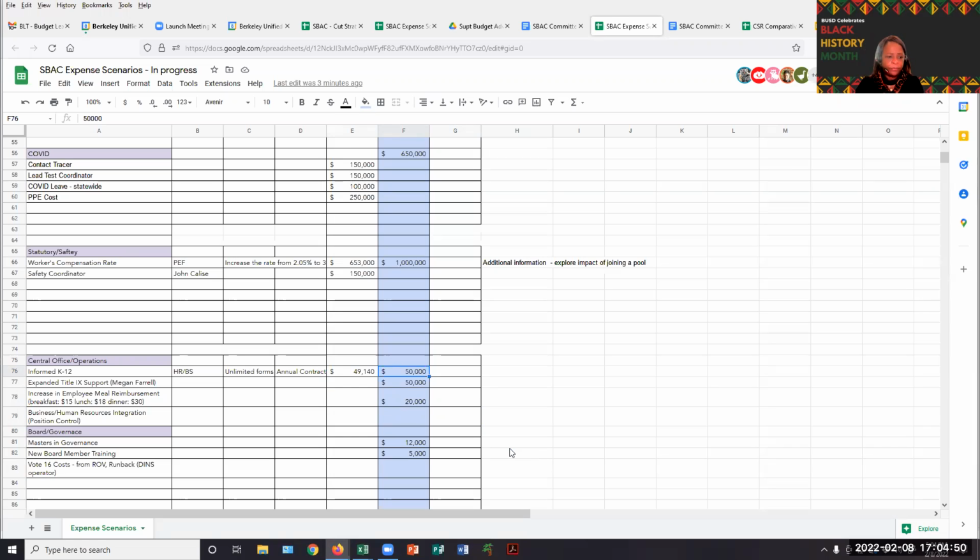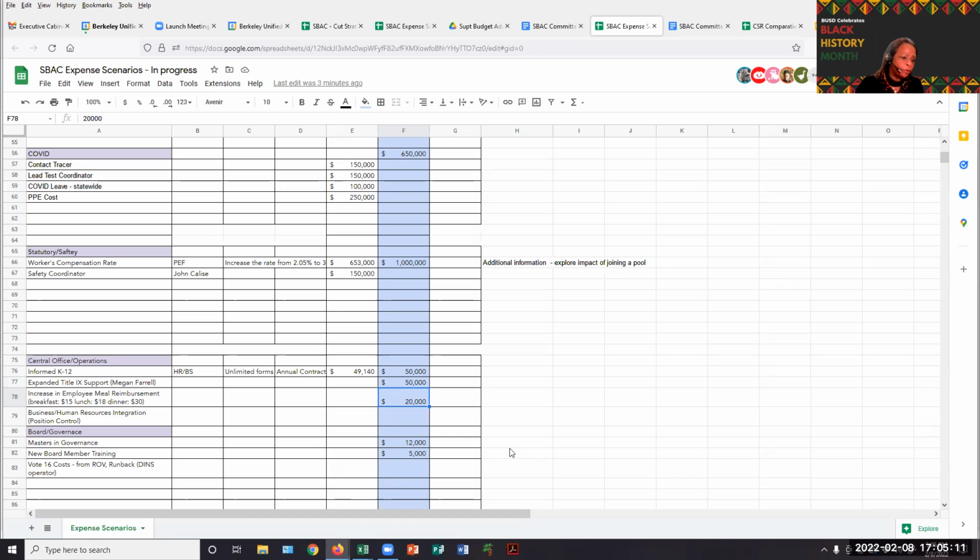And this is from HR. So this is a $50,000 ask in terms of a software cost, expanding the use for Title IX support. We think we're wanting to have this support next year as well, so we're putting it here as an ask, if you will.